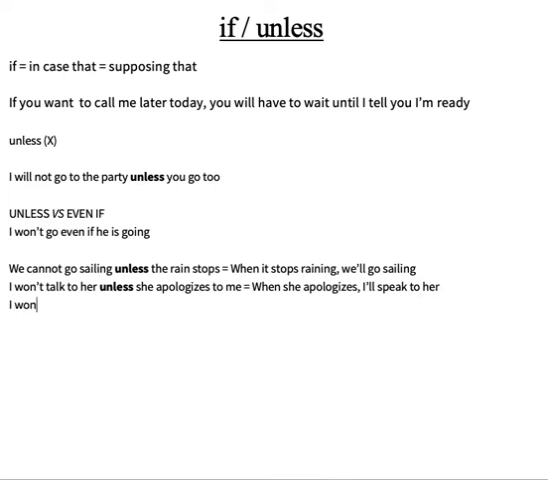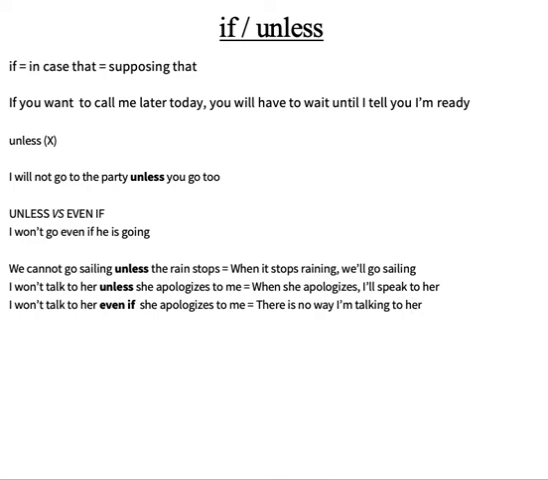But I can also say I won't talk to her even if she apologizes to me. In this case, the speaker is absolutely angry. He or she doesn't see any possibility at all of him or her talking to her. Okay, I won't talk to her even if she apologizes to me. Okay, this means there is no way I'm talking to her.